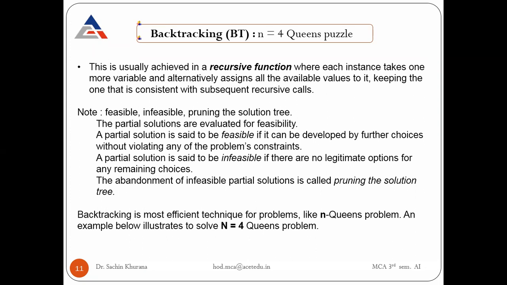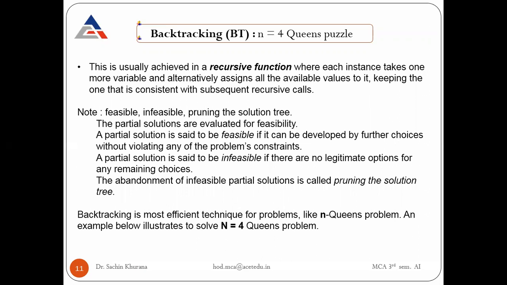The partial solutions are evaluated for feasibility. That means a partial solution is said to be feasible if it can be developed by further choices without violating any of the problem's constraints. And a partial solution is said to be infeasible if there are no legitimate options for any remaining choices. For any problem, we have alternative solutions to it. For each alternative, we apply a recursive function and try to find the solution. If we get one of them, that is fine.